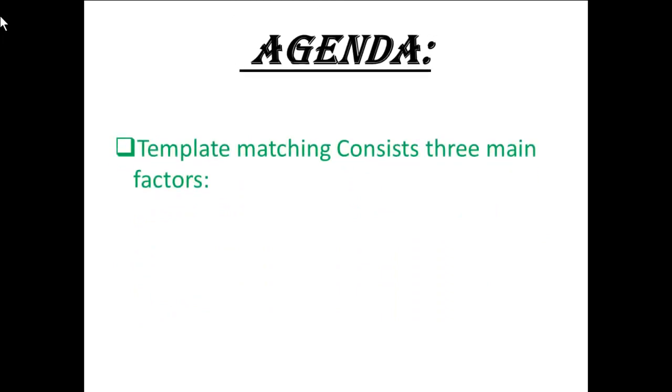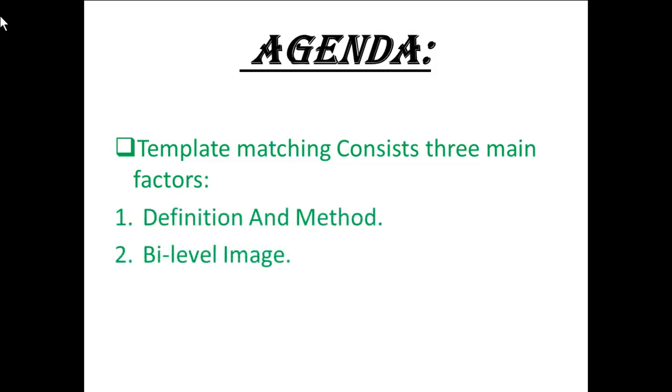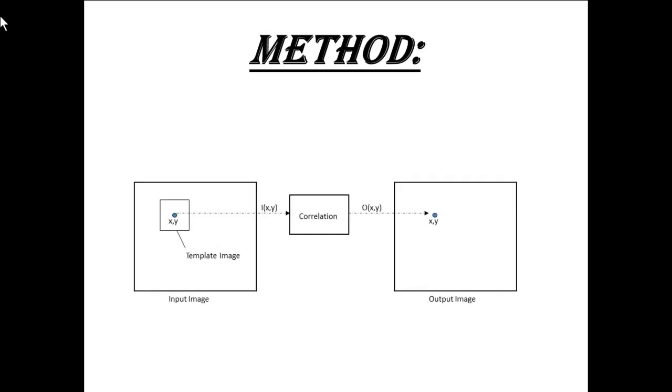Agenda. Template matching consists of three main factors: definition and method, bi-level images, and gray-level images. Method. In an input image, there is a template image at pixel xy. Then it will be correlated, I of xy, on the path of O of xy, the output image at the same coordinate xy.